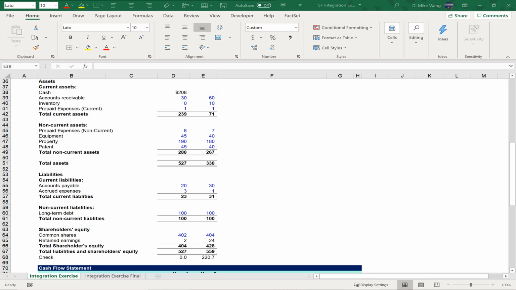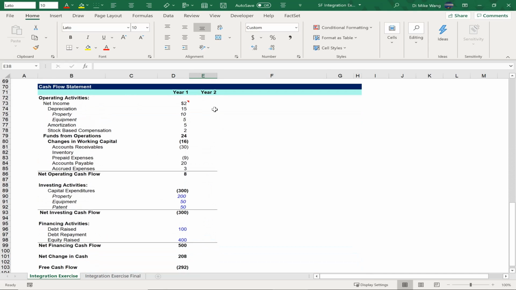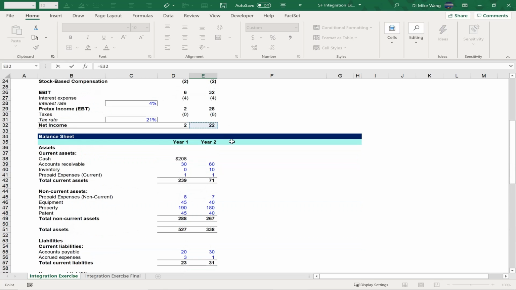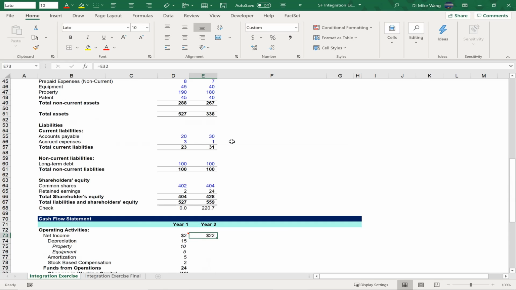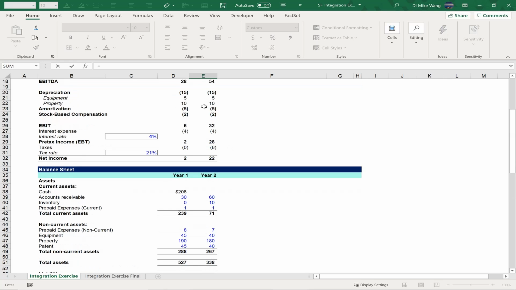Okay, so for the cash flow statement, we'll start off by linking our net income figure from the income statement. So we'll go ahead and link this up. We'll do the same for depreciation, amortization, and stock-based compensation, but note that these all need to be positive on the cash flow statement as we're adding them back. So property, we'll link from here.